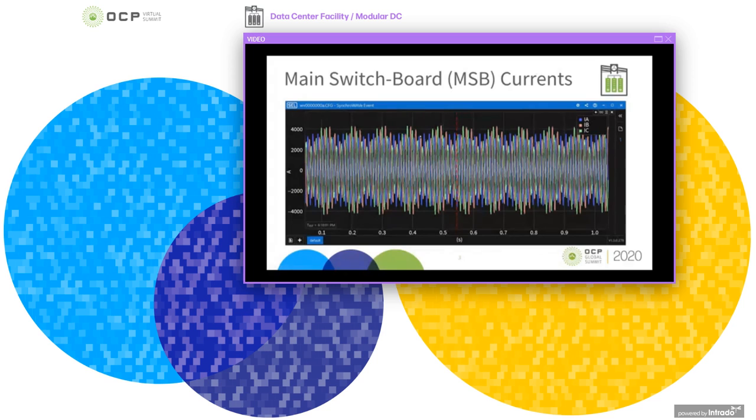At the time, if you were to approach one of these MSBs while the current was oscillating like this, the sound emanating from the MSB was described to us as resembling a washing machine sound. This was clearly a risk to the data center operation, and it was a problem.